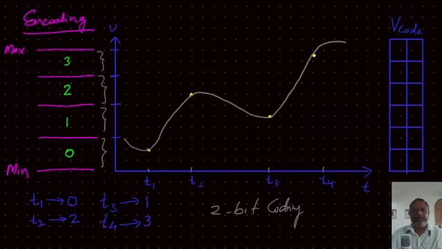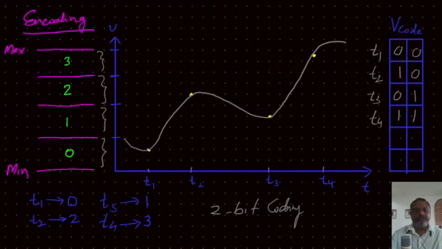So at T1 we want a 0, so that can be represented by 0, 0. At T2 it will be 2. 2 means in binary it is 1, 0, and at T3 it is 1. 1 means it is 0, 1, and finally at T4 it is 3. 3 means in binary it is 1, 1. So this way the data is written onto a computer memory, and this is used for future analysis.